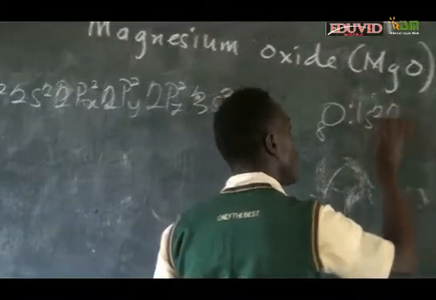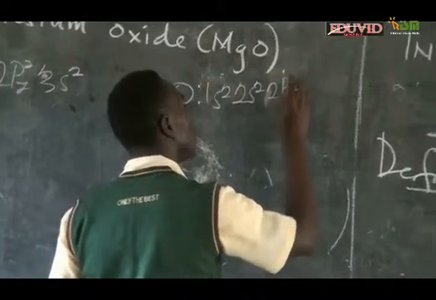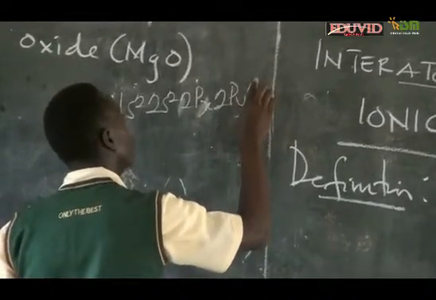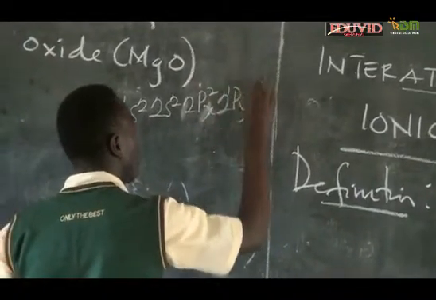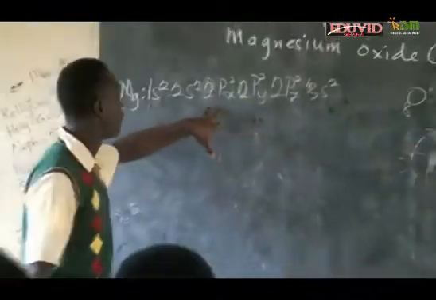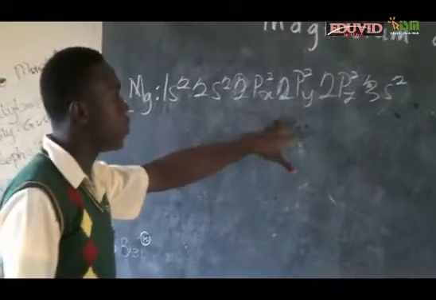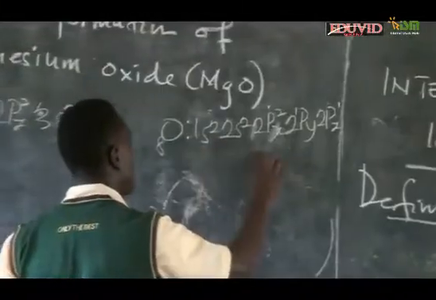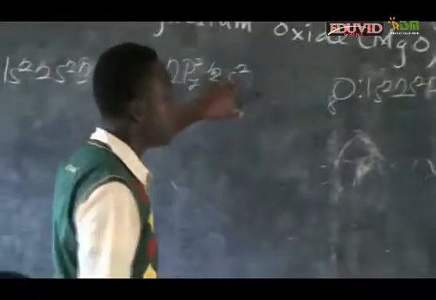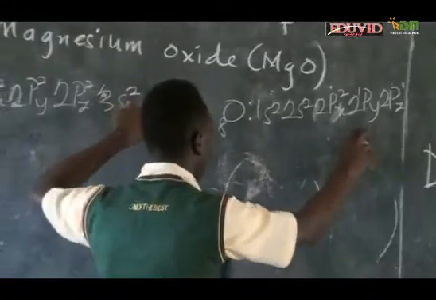Oxygen 1s2, 2s2, 2p4. Now, magnesium has 12 electrons and the valence shell has 2 electrons, which does not make it stable. And oxygen has 8 electrons and the valence shell has 6 electrons, which does not make it stable. For magnesium to become stable, it must lose these 2 electrons, and for oxygen to become stable, it must gain 2 electrons.